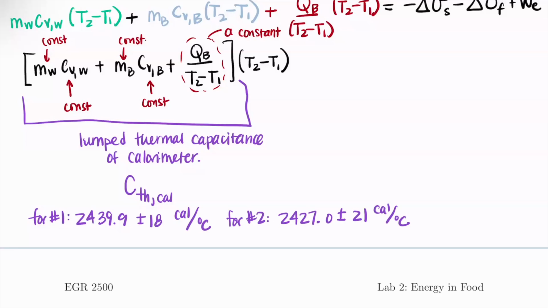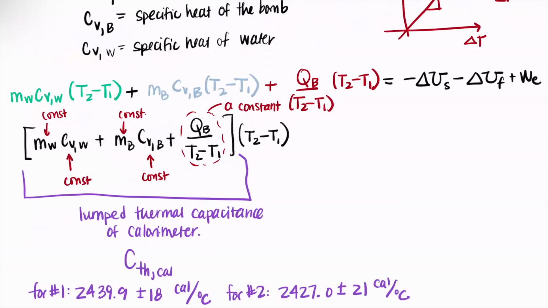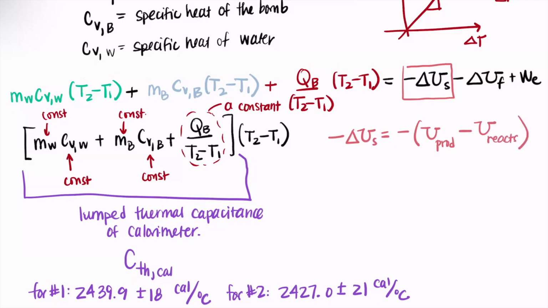Let's do a little bit of work on this right-hand side. If I have a look at this term right here, minus delta US is the same thing as the minus of the internal energy of our products, so this is what is left over after our reaction has taken place, minus our internal energy of the reactants, so essentially what we started with, right? I'm just going to pull that minus sign through the parentheses. So I have U reactants minus U products, right?